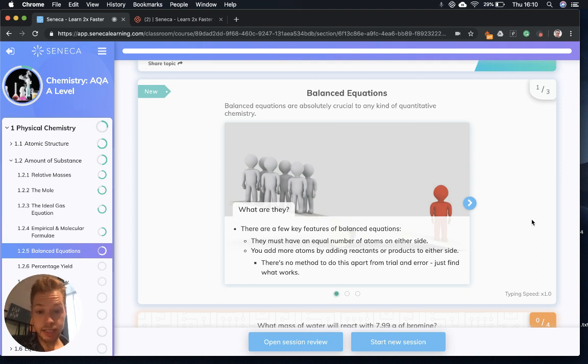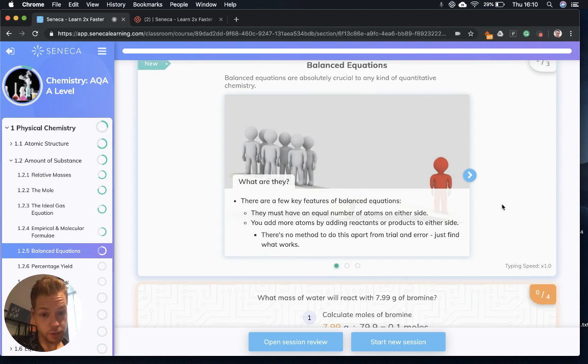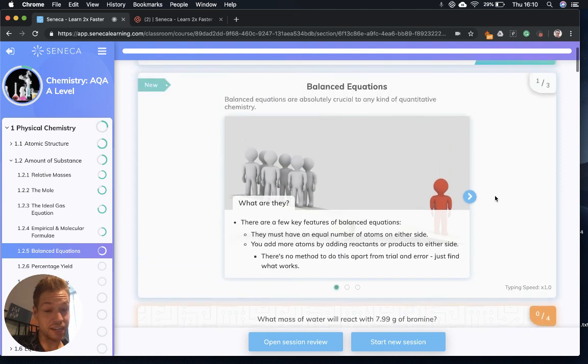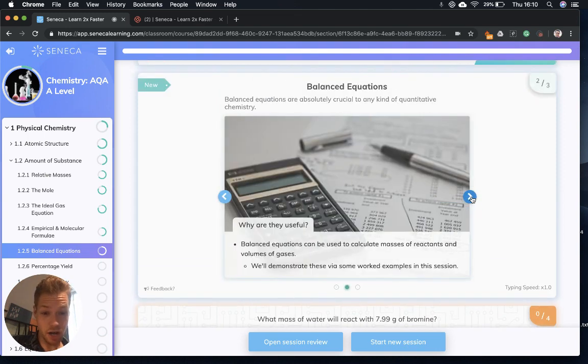Basically, there needs to be an equal number of atoms on either side of the equation, and you add more atoms by adding reactants or products to either side. There's no method to do this apart from trial and error. You just have to find a way that works and keep trying. Practice makes perfect.